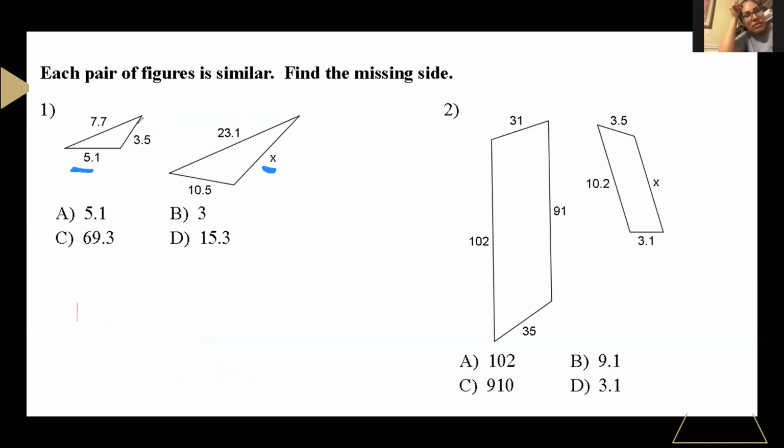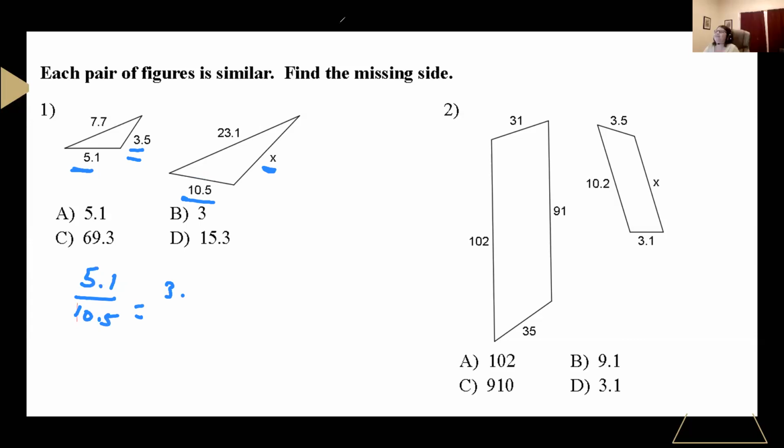Because look, the 3.5 is a little smaller on this side. Here, the 3.5 is the smallest side. What's the smallest side on this one? 10.5. Okay. So it should be this 5.1 over 10.5 equals, and then it would be 3.5. No, am I doing it wrong again? I think I'm doing it wrong again. Yes, I am.